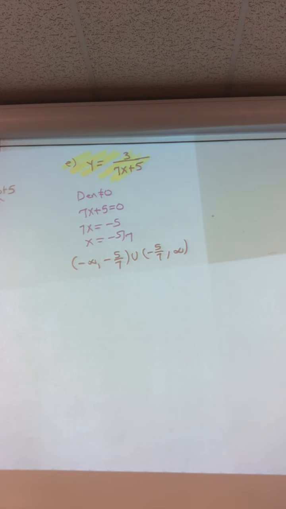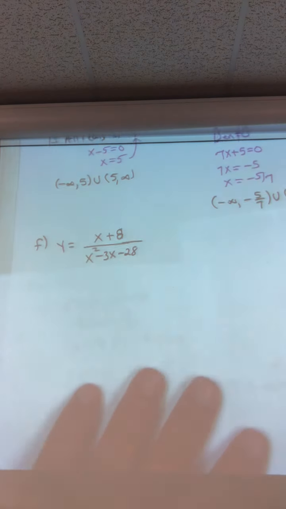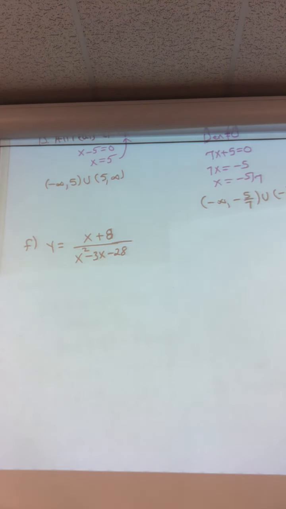Now, on a test, I'm fine with you just writing it out. All real numbers except -5/7. But that's the way you write that out. Okay, let's do one more like that one, or similar to this. All right, let's look at this one.